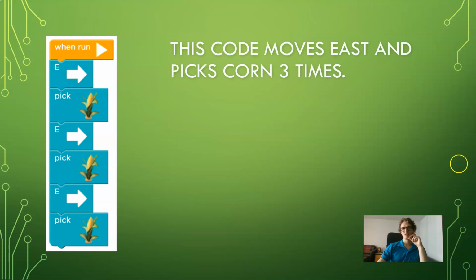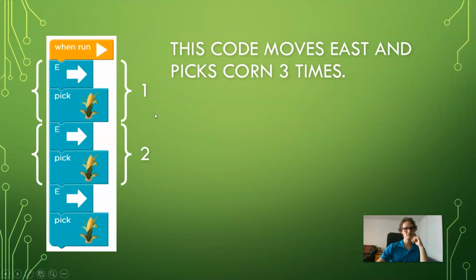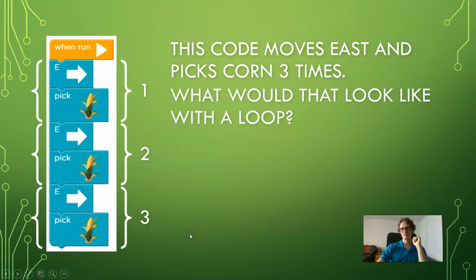Okay. This code moves east and picks corn 3 times, right? The first one looks like this. East, and then pick corn. The second one looks exactly the same. East and pick corn. And then there's a third one that's exactly the same. East and pick corn, right? You have 1, 2, 3 different sections of 2 pieces of code, but the 2 pieces are the same in each section, right? What would that look like with a loop? Again, think about that for a second. How would that look different if we make it with a loop?